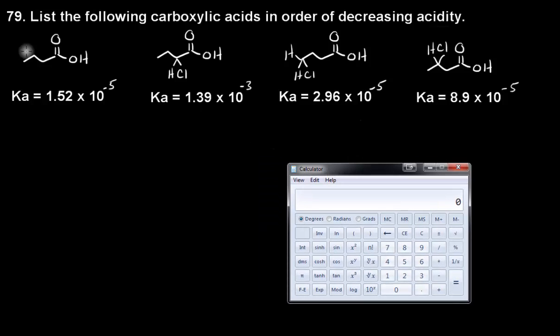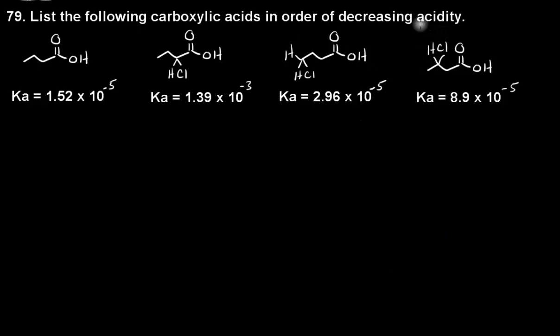Okay, next question on the list is number 79. List the following carboxylic acids in order of decreasing acidity. So first off, let's just get a good definition of acidity in our head.